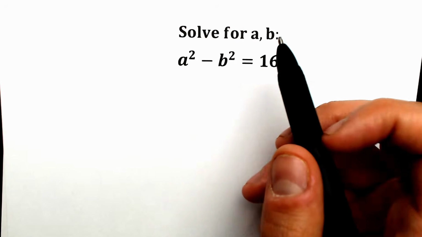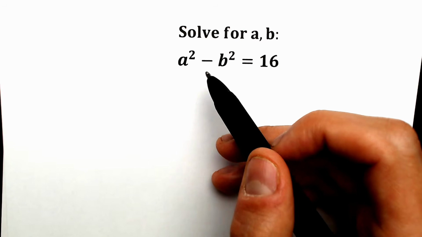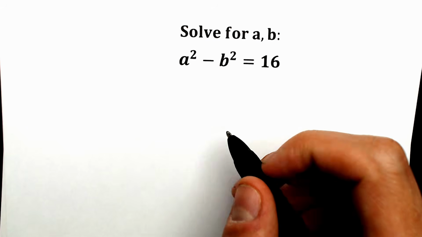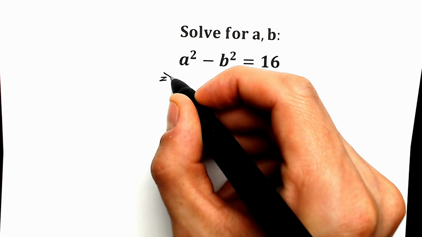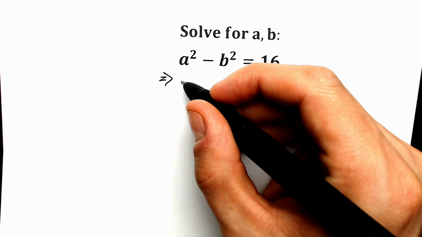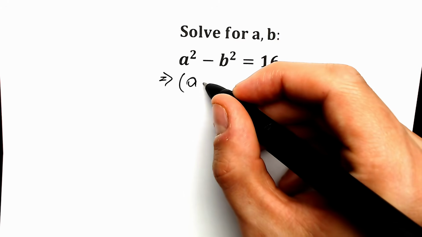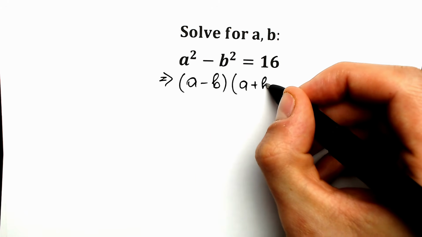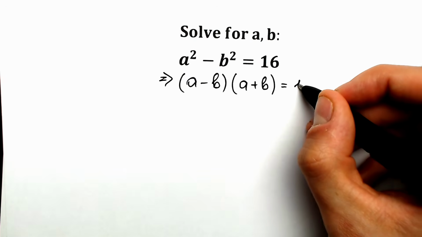Okay, so first of all, let's start. On the left side we have a difference of squares, and this is our well-known formula. So we can start with that. We can easily write it as a minus b times a plus b. So everyone knows about it. a minus b times a plus b equals 16.